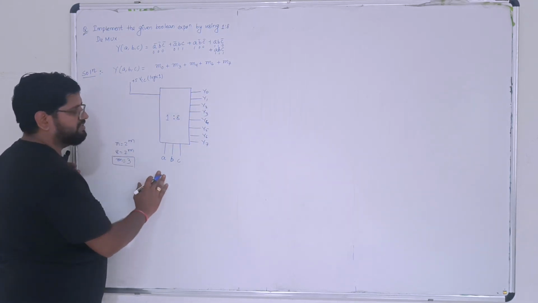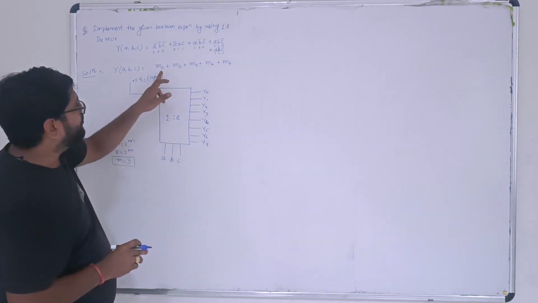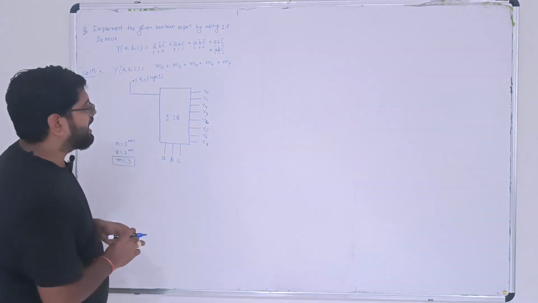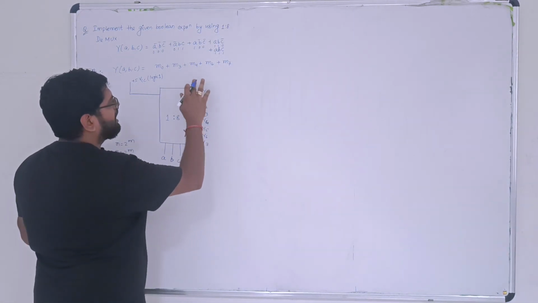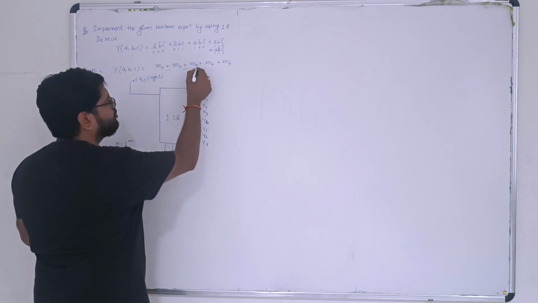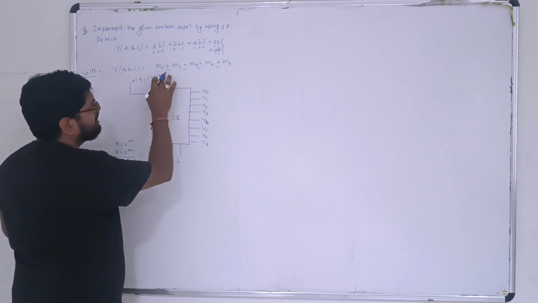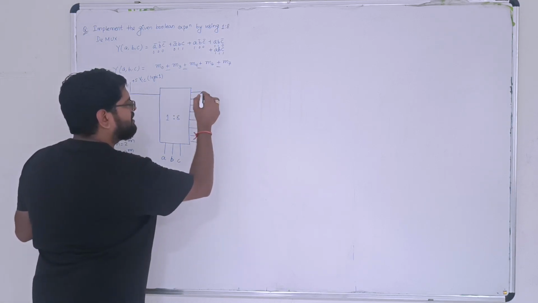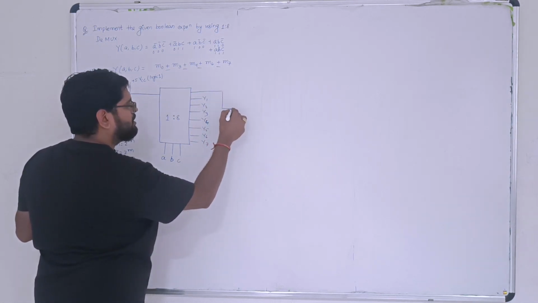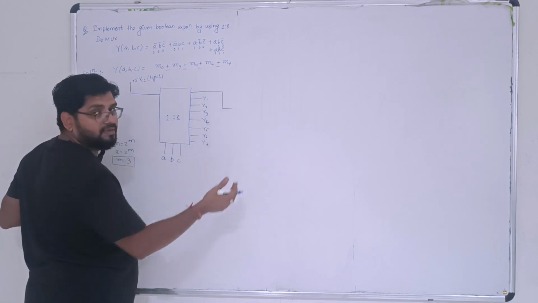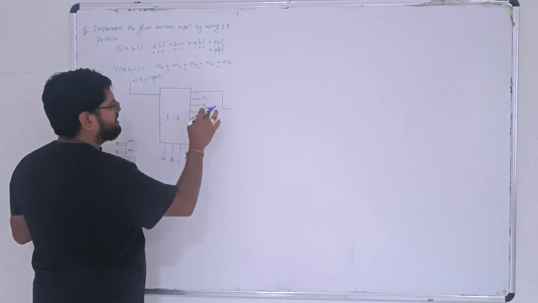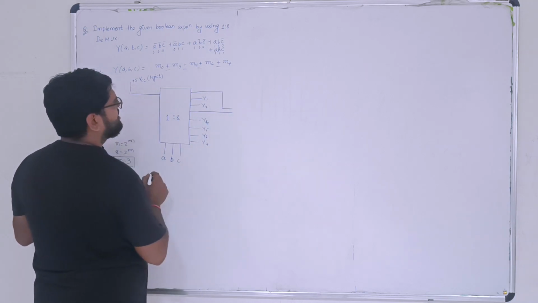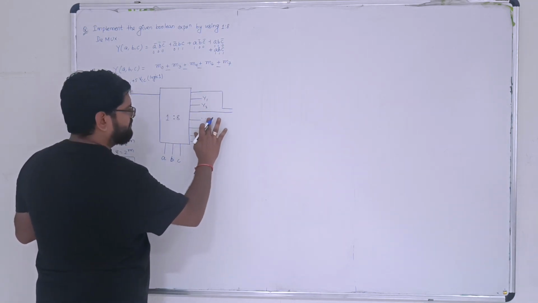Now once you are done with this, you have to find out what are the min terms that are present in the given Boolean expression, and those outputs are connected with an OR gate. So min term M0 is there, so output Y0 will be active and it will be going to an input of an OR gate. Similarly, M3 is there, so we'll have a connection of M3 over here. We'll have M4, so Y4 will be used.